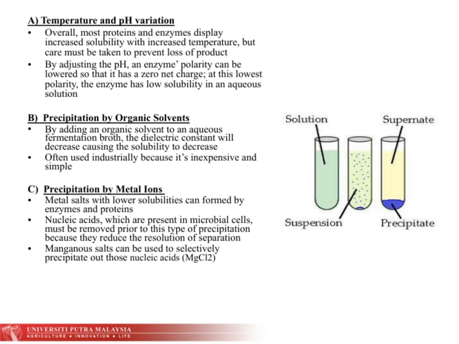Finally, let's talk about using metal ions for precipitation. Certain metal salts, such as magnesium chloride, can form insoluble complexes with proteins and enzymes, effectively precipitating them out of solution. But it's crucial to remove nucleic acids beforehand, since they can interfere with this process and reduce separation clarity. Manganese salts, for instance, can be used to selectively precipitate nucleic acids, helping us clean up the mixture before removing the proteins or enzymes we're interested in.